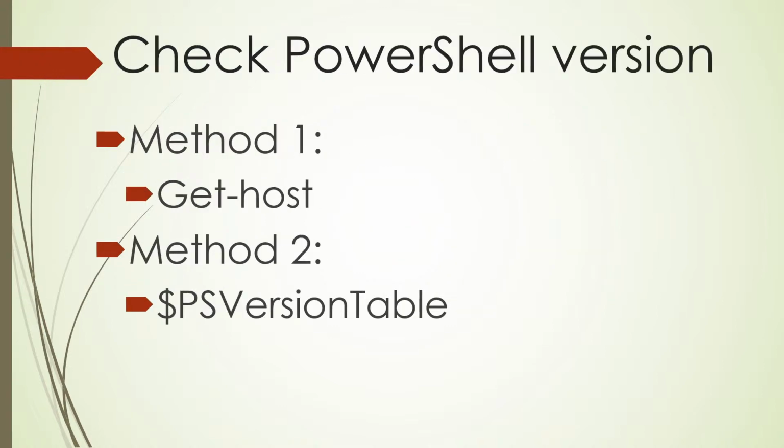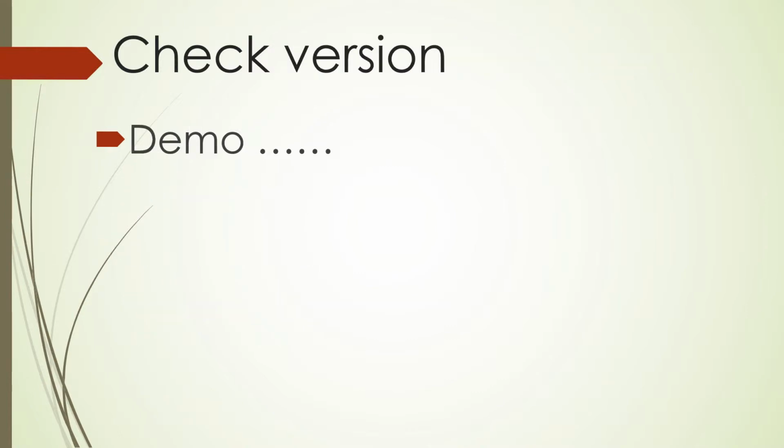Let's first check the PowerShell version installed. Open PowerShell. In Windows 10, click the lower left corner Windows icon and start typing PowerShell. There are two methods we can use, and either of them will get the PowerShell version. Method 1 is to use the cmdlet Get-Host. Method 2 is to use the built-in variable $PSVersionTable. Let's take a look at the output from these two methods.